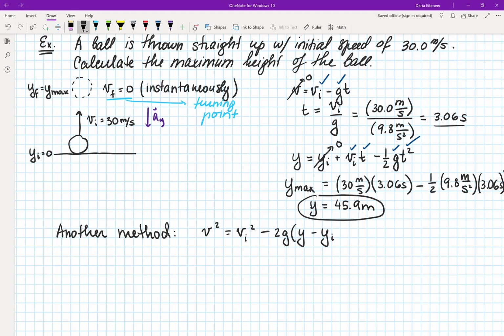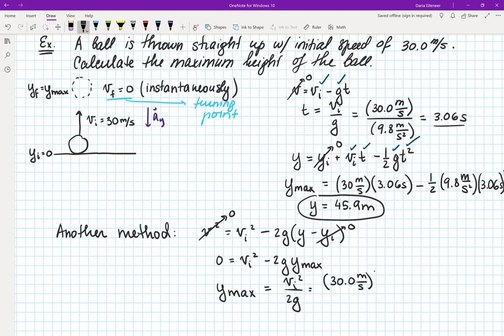This is our third equation. We can simplify it. We can say v final is 0, y initial is 0, right? And then instead of y, I'm going to plug in y max again. So again, you can rearrange this equation algebraically. Then plug in all of the values. And hopefully come up with the same answer.